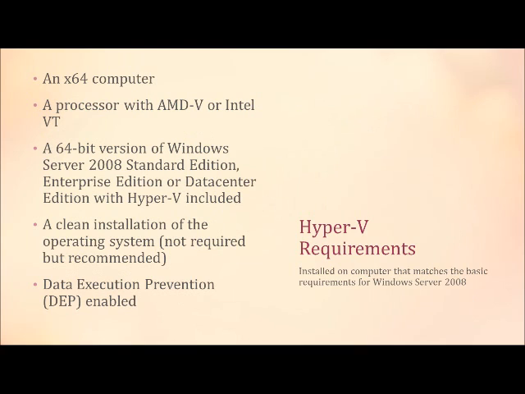Here are some of the requirements. Hyper-V has to be installed on a computer that matches the basic requirements for Windows Server 2008. So it needs to be a 64-bit computer with a processor with AMD-V or Intel VT, and a 64-bit version of Windows Server 2008 Standard, Enterprise, or Datacenter Edition with Hyper-V included. It should be a clean installation, though it's not required, but it is recommended. It should have data execution prevention enabled.